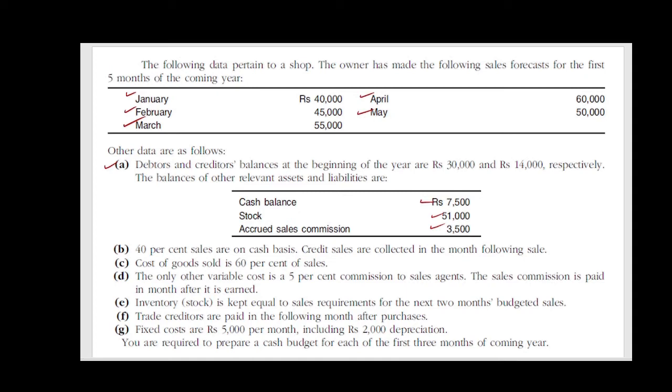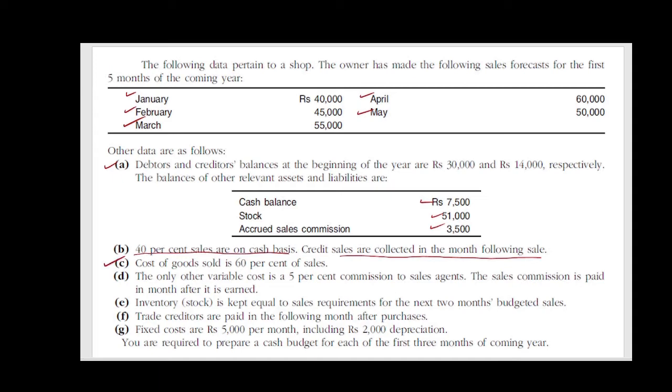The next adjustment pertains to sales. 40% of sales are on cash basis and credit sales are collected in the month following the sales. So this says that out of the total sales, 40% are on cash basis. As such, the rest 60% are credit sales. And how are the credit sales collected? It is collected in the month following the sale. So the credit sales of January are received in February. Whatever you have sold in February as credit sales, the money on that will be received in March, and likewise.